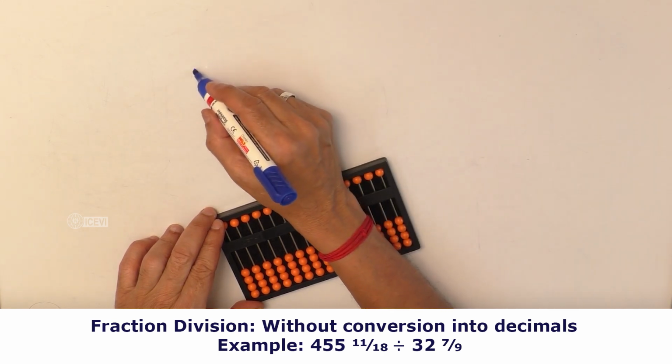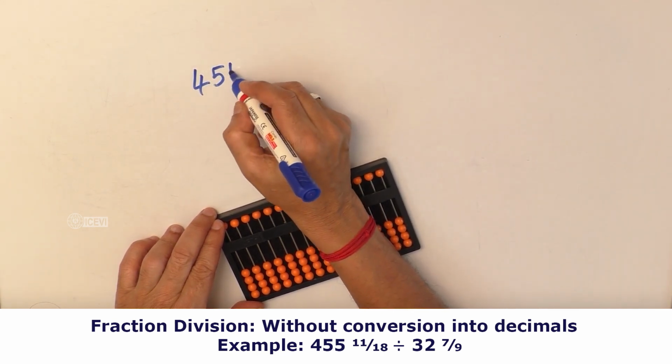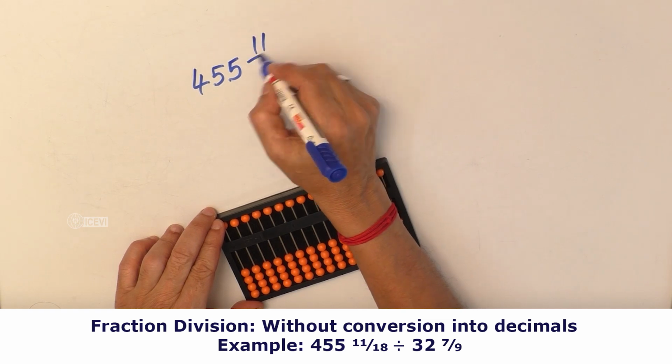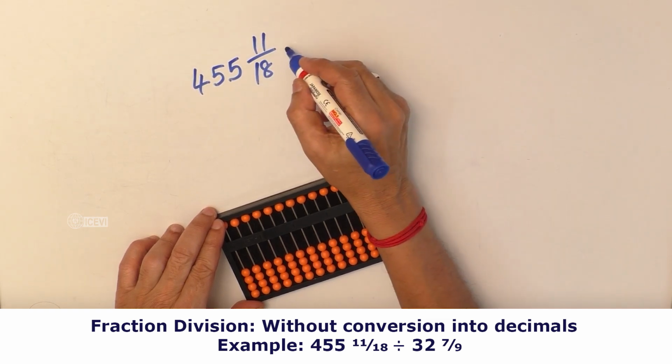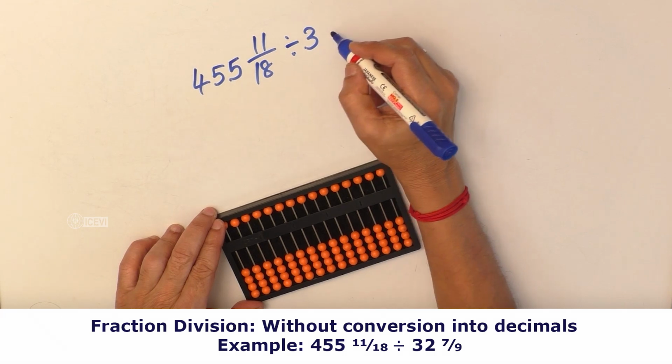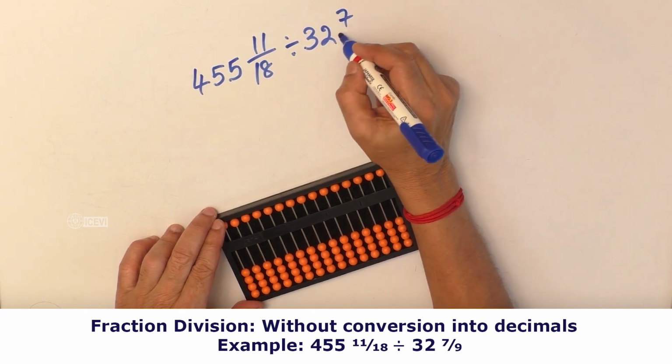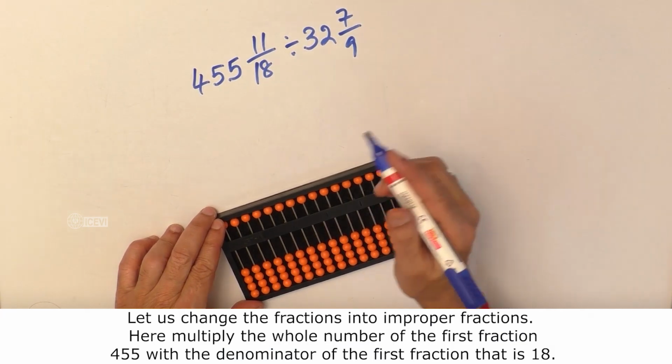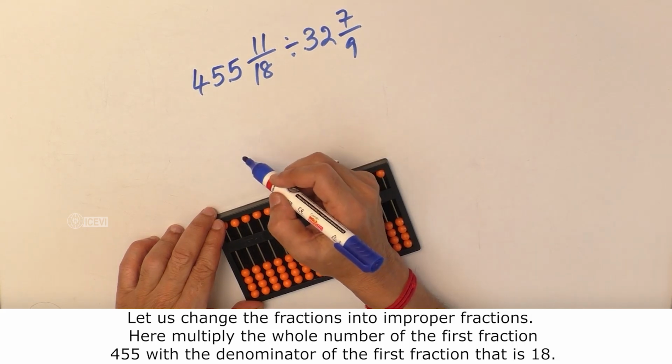Example: 455 11 by 18 divided by 32 7 by 9. Let us change the fractions into improper fractions.